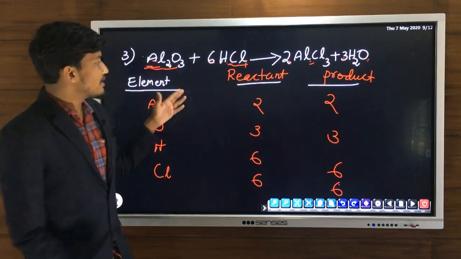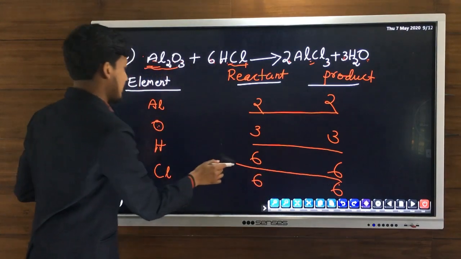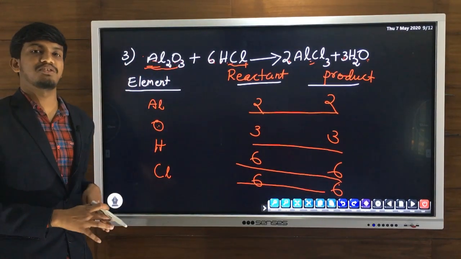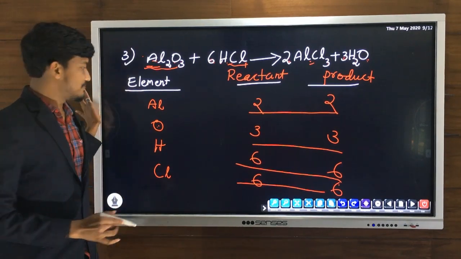So in this case we can see that there is an equal number of atoms, 2 aluminum atoms, 3 oxygen atoms, 6 hydrogen atoms and 6 chlorine atoms. We have an equal number of atoms on both the sides, so it's a balanced chemical equation.